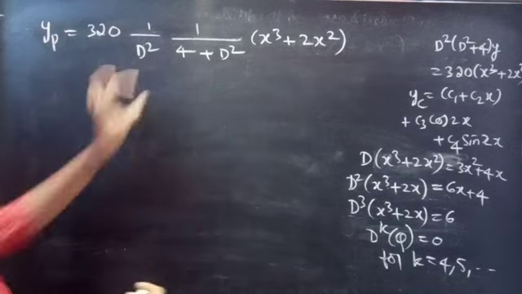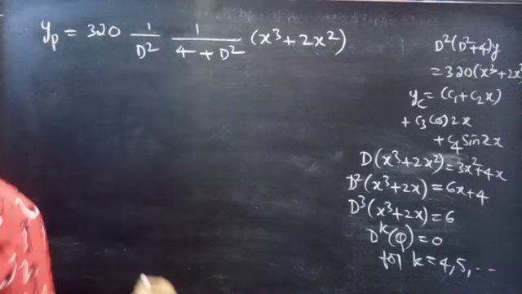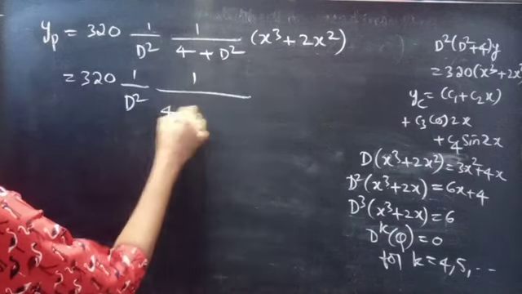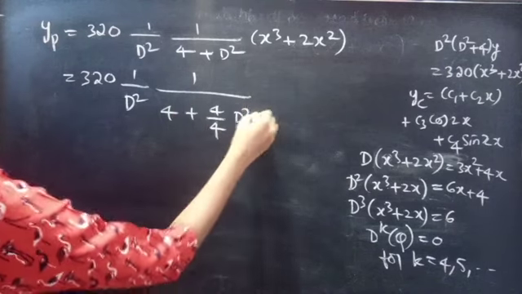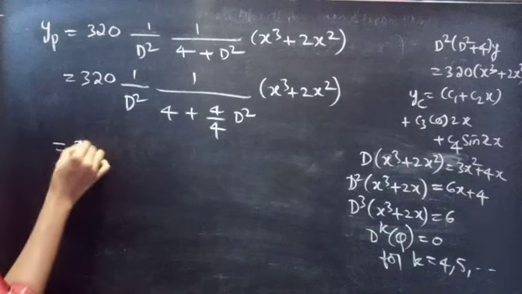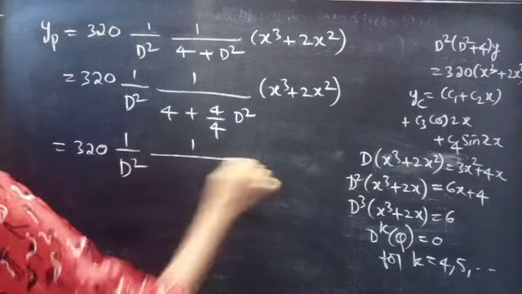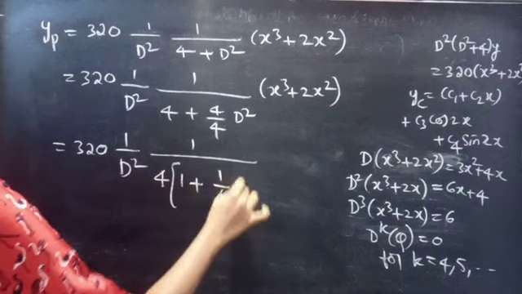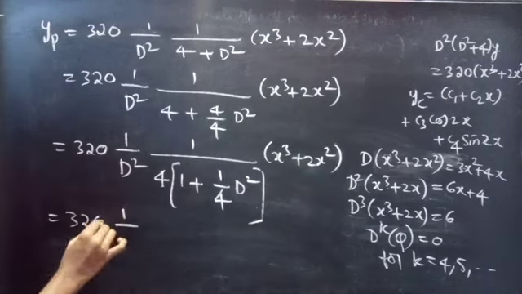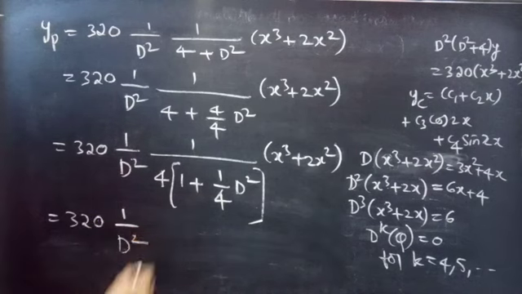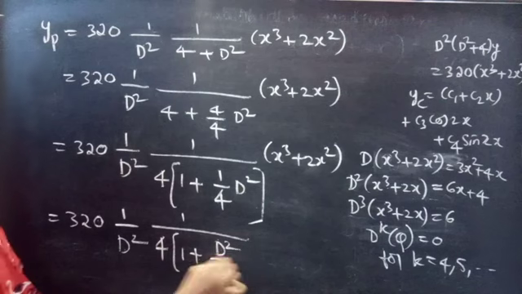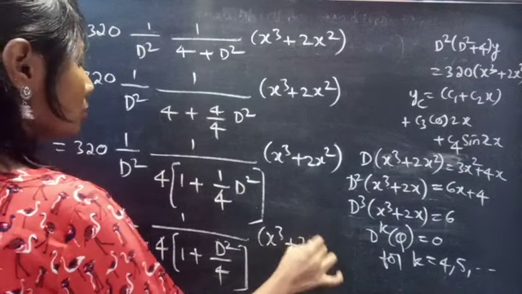Now let's take the lowest degree term common from the two terms, right? Since we don't have any 4 in this term, we'll just multiply and divide by 4 in the second term, so that in the next step we can take 4 common from the two terms of the denominator. We'll get 320 into 1 by d square into 1 by 4 times 1 plus 1 by 4 into d square into q, right? This equals 320 into 1 by d square into 1 by 4 into 1 plus, we can write 1 by 4 into d square as d square by 4, into x cube plus 2x square.